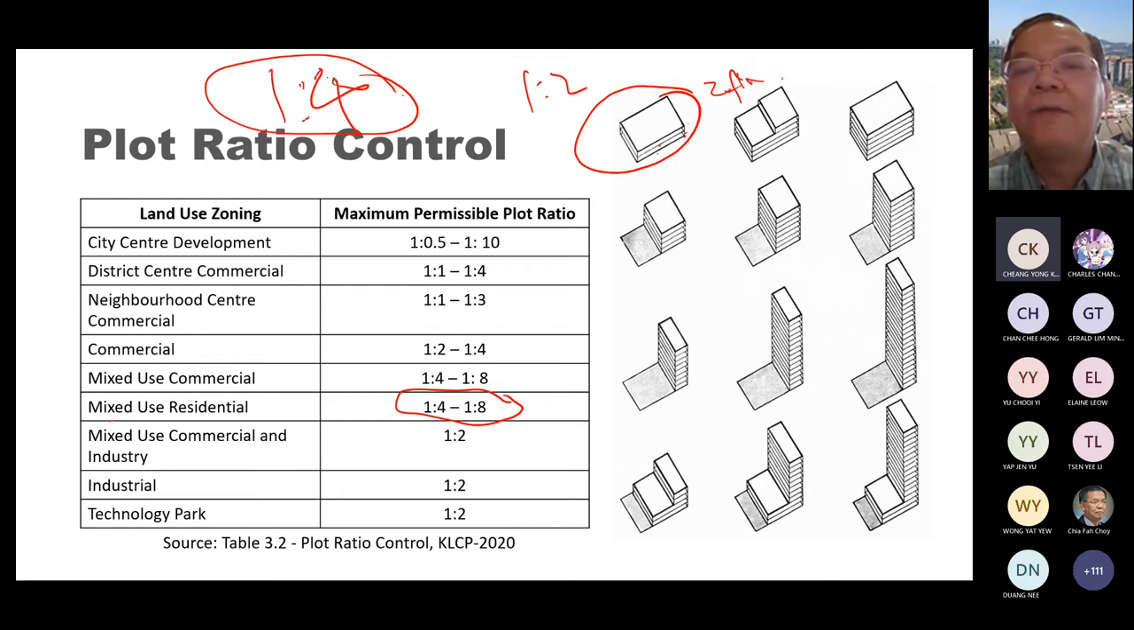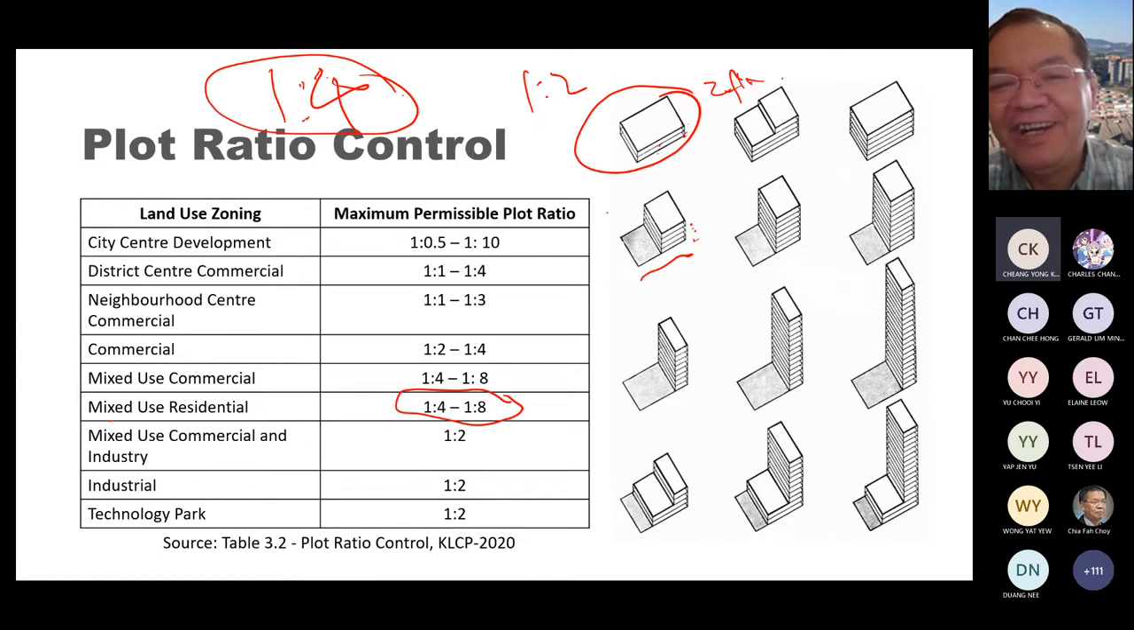Yes, sir. So can you understand the plot ratio, 1:2? Yes, understand. Okay, now can you tell me, this one, what is the plot ratio? This is a four-story building. What is the plot ratio? 1:4. Are you sure? This is the land area, you know. The land area is here. So it occupies half of the land only.